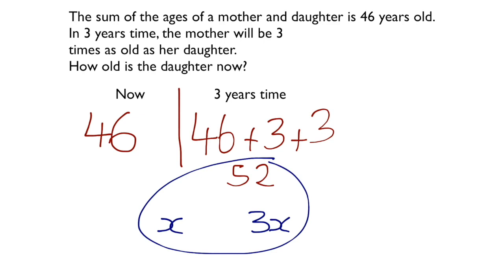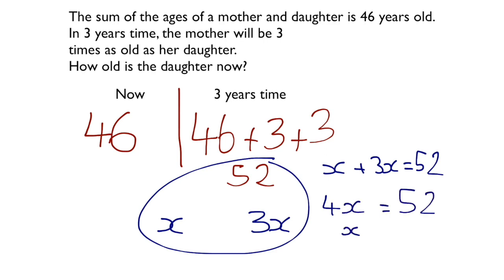So I can add all of those together and make the equation x plus 3x equals 52. And we can tidy that up to make 4x equals 52, and x equals 13. And as the daughter is 13 in 3 years' time, her age now will be 10, taking away the 3 years.